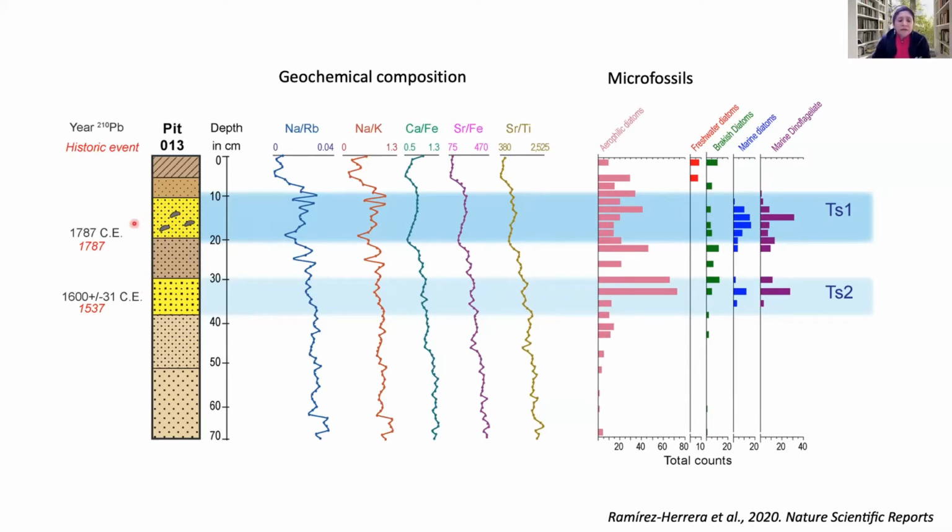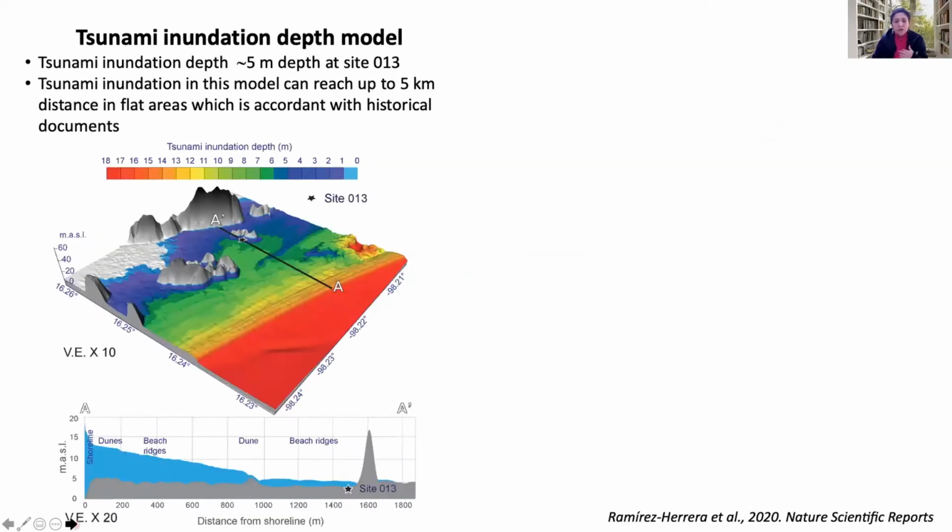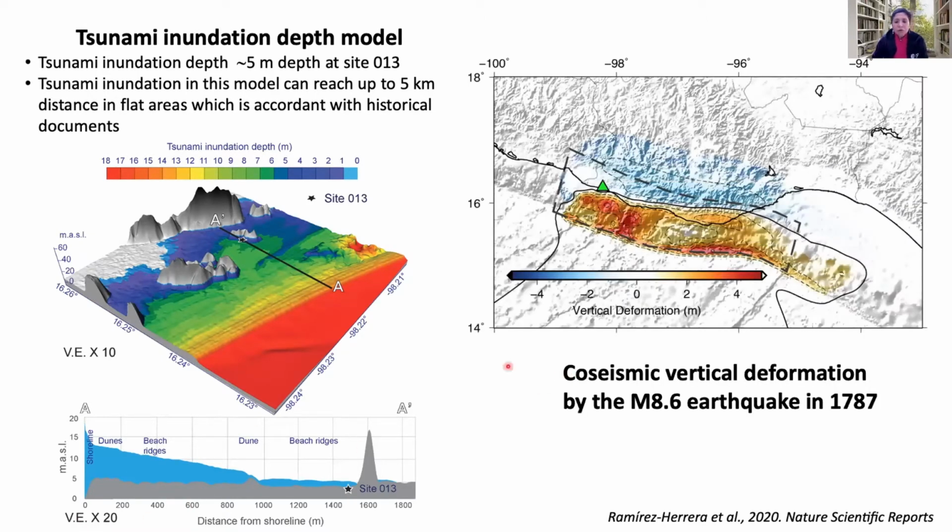And indeed, this event coincides with the 1787 tsunami. And we found another unit below that matches the 1537 earthquake described in the documents written by the Aztec people. They felt the earthquake, but we don't have the historical documents for this event because in 1537, the coast was barely populated.